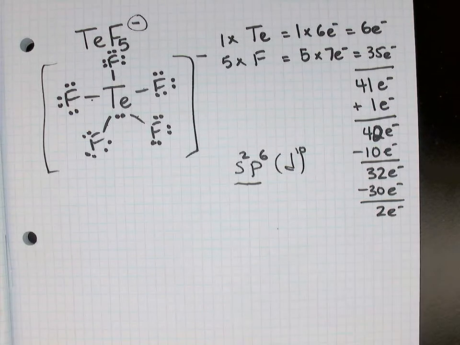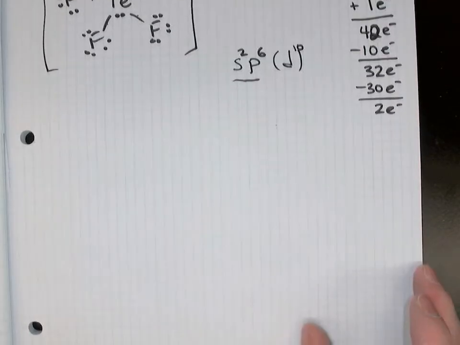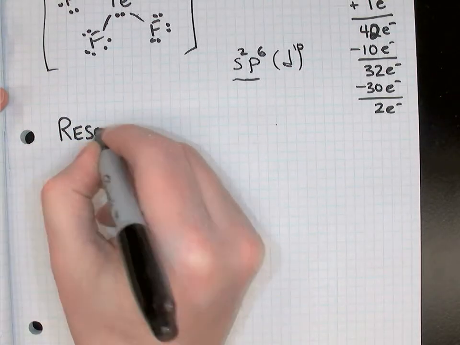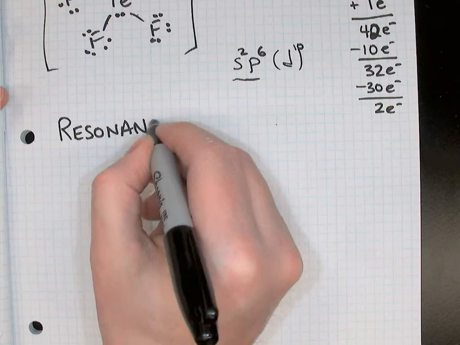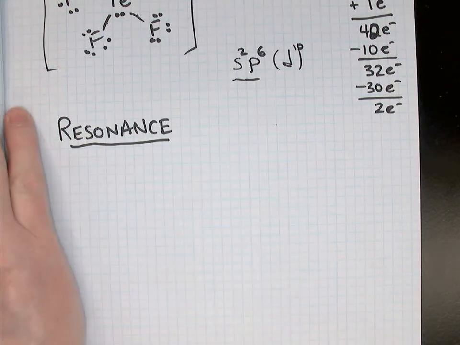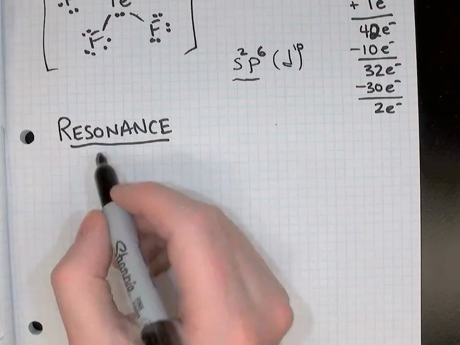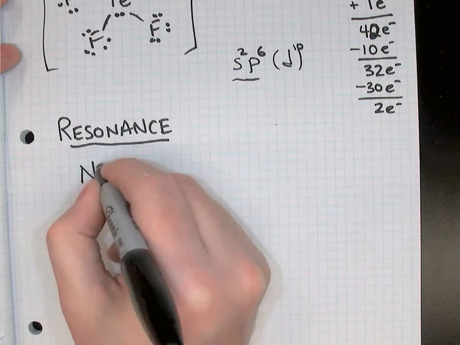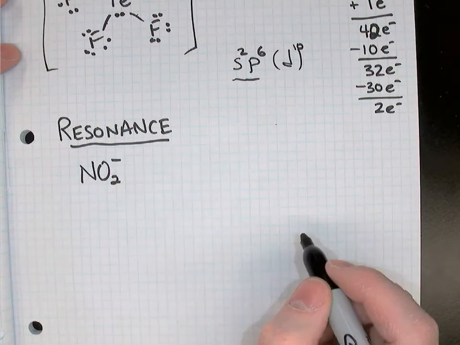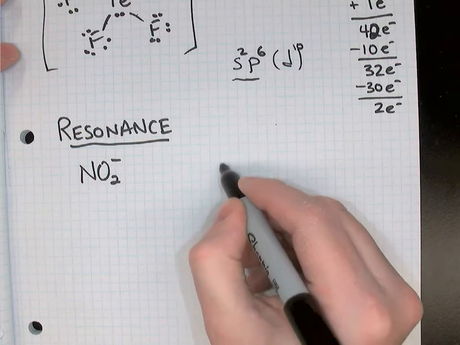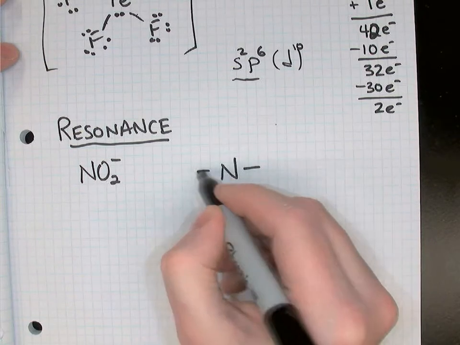Alright, so let's take a look at a couple of new topics. The first one is called resonance. And let's introduce the idea of resonance with an example. Okay? We'll take a look at the diagram, the Lewis dot diagram for nitrite, NO2 minus. If you try drawing this diagram, what will we come up with? Well, we have a nitrogen with 2 oxygens bonded to it.